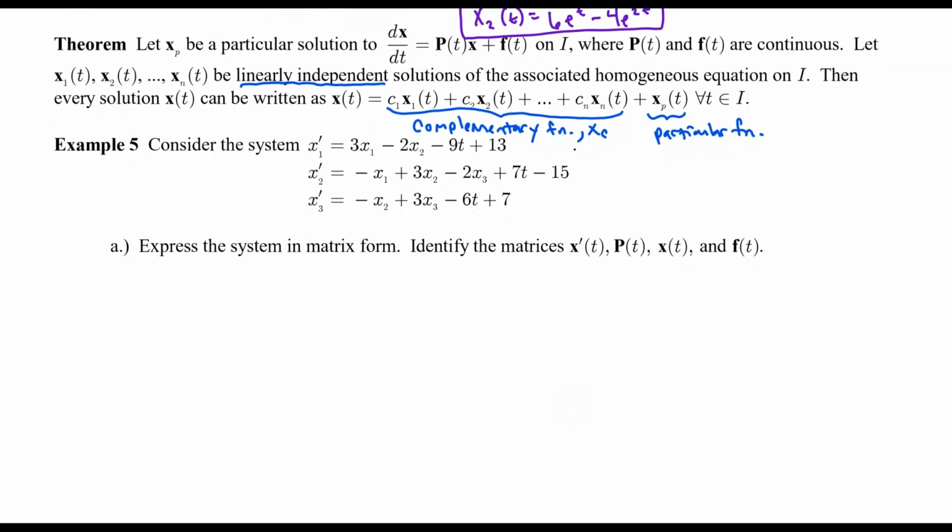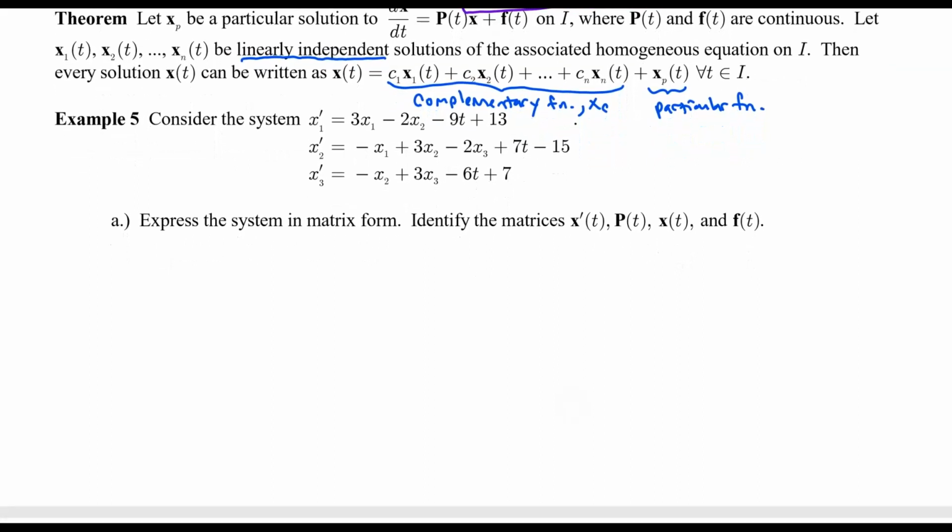Example 5. Consider the system written here. This is a first order system in 3 dependent variables, x sub 1, x sub 2, x sub 3, and the independent variable t. We want to express this system in matrix form, identifying x prime, P, x, and f of t.